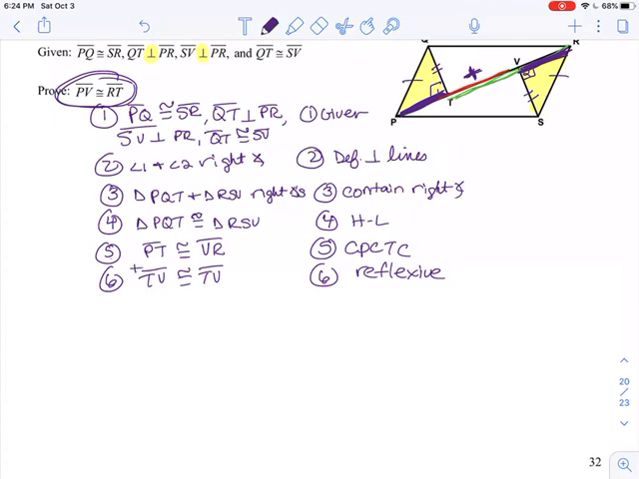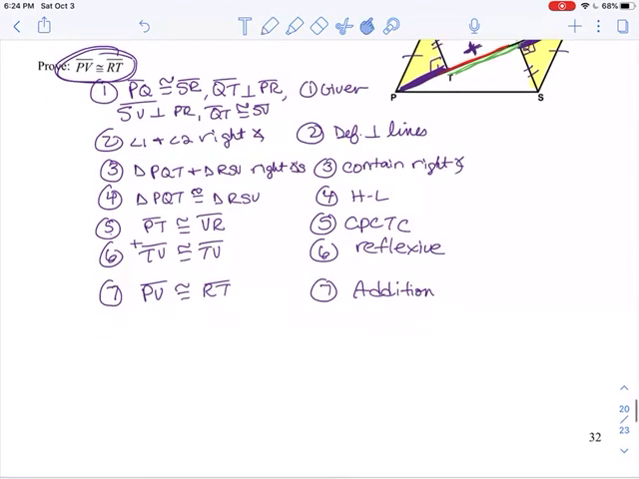And then I can say take PT from step 5 and add on TV from step 6, and I can say PV. And I can take VR from step 5 and add on TV from step 6 and say PV is congruent to RT. And that reason is addition.